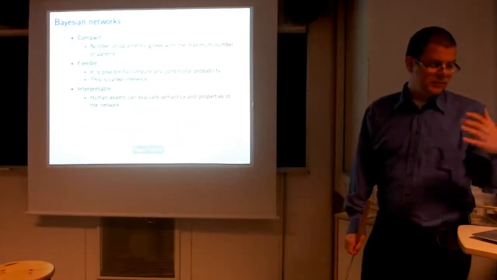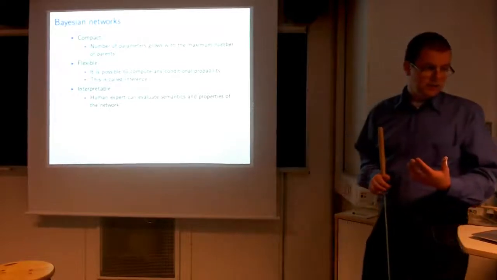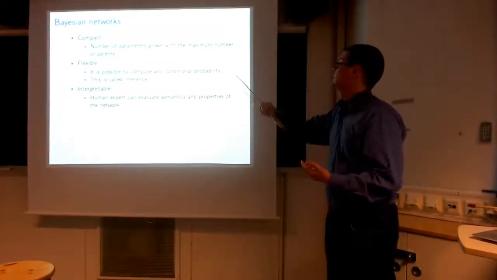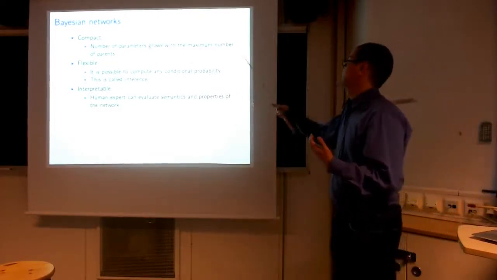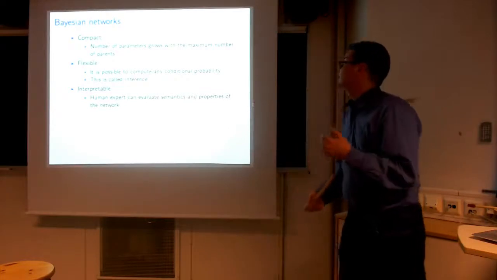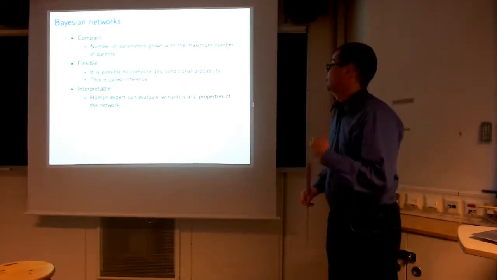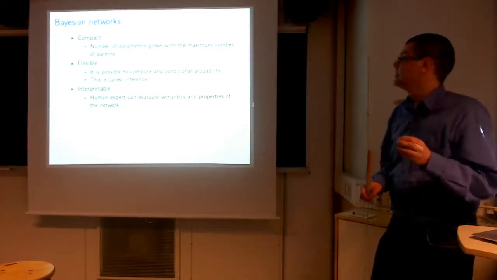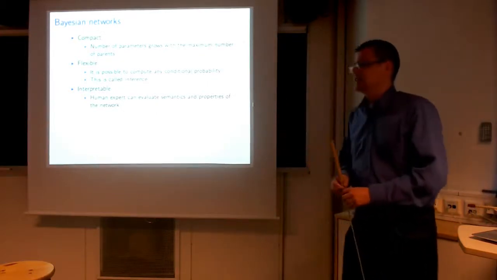So then why is this kind of representation nice? One thing is that it's compact. Here the number of parameters that we need grows exponentially with respect to the maximum number of parents, but only linearly with respect to the number of nodes. So if each node has only few parents, then we can have significant savings in space.